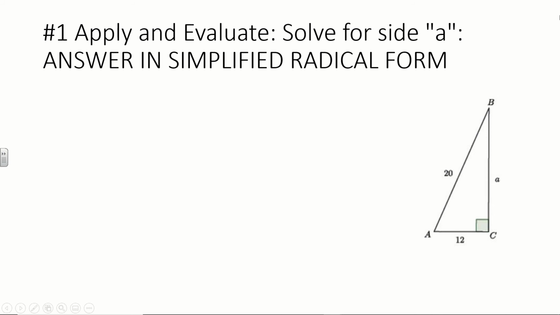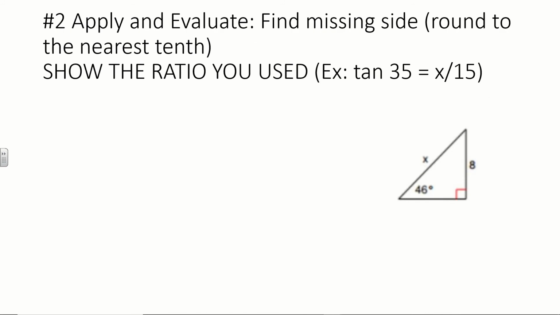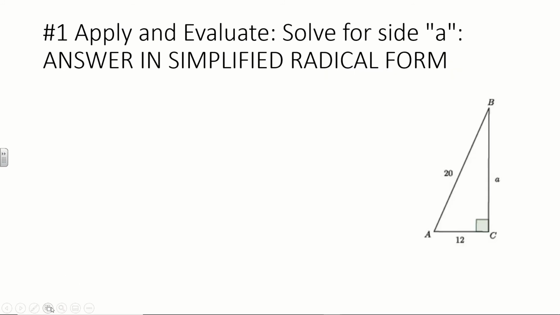There were 3 questions regarding it. And the first question was solve for A, answer in simplified radical form. So I have a right triangle. I have no angles involved, but I'm just looking for the side. So I'm going to use the Pythagorean theorem. And that says that side A squared plus AC, which is 12, squared will equal the hypotenuse squared.